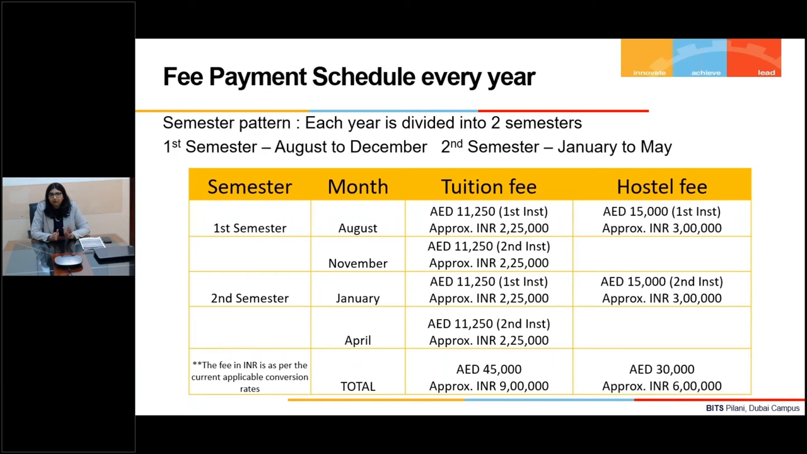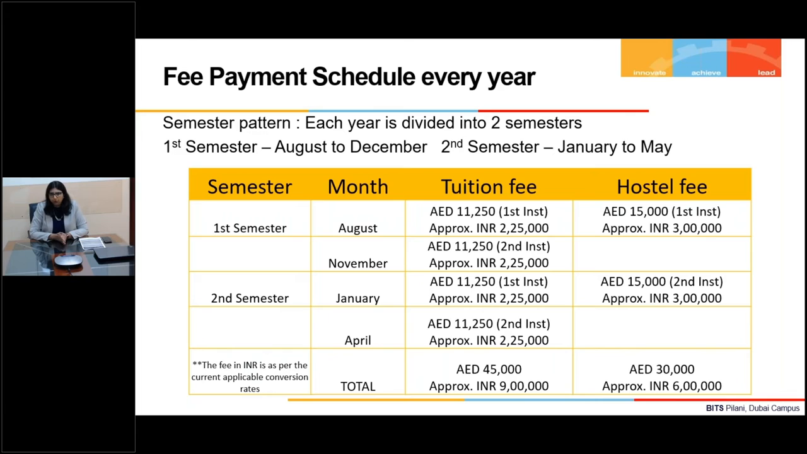I've given this in a better way, semester wise, so that it's easy for you to understand. The year is divided into two semesters. The first semester is from August to December, and the second semester is from January to May. The annual tuition fee is 45,000 dirhams, 22,500 per semester, which is approximately INR 9 lakhs. Hostel fee works out to 15,000 per semester, around 30,000 per year, which is approximately 6 lakhs per year.